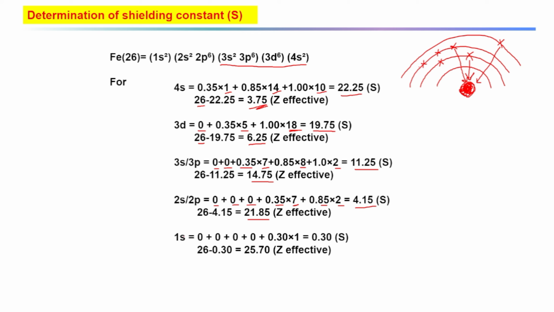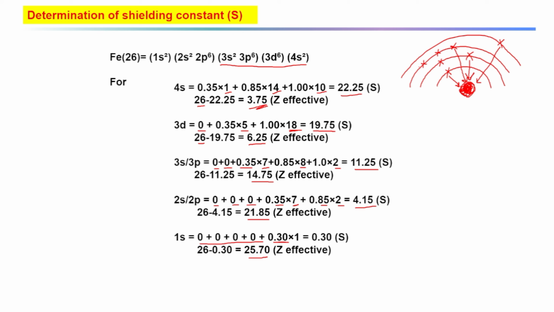And if we consider the 1s electron, all other contributions will be 0 from 2s, 3s, 3p, 3d, and 4s. In 1s we have only 2 electrons. One electron can see there is one more electron, so that electron will shield only 0.30 for 1s. So the effective nuclear charge will be 25.7. So the 1s electron, which is very close, will feel that in the nucleus there are 25.7 protons. So this is the concept of effective nuclear charge.